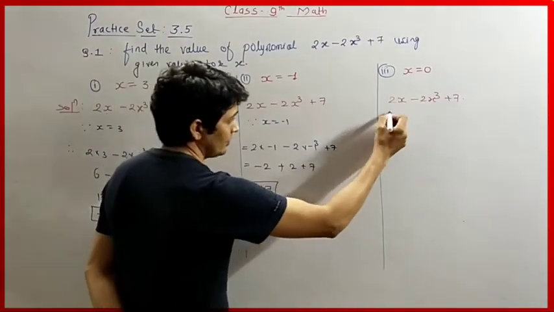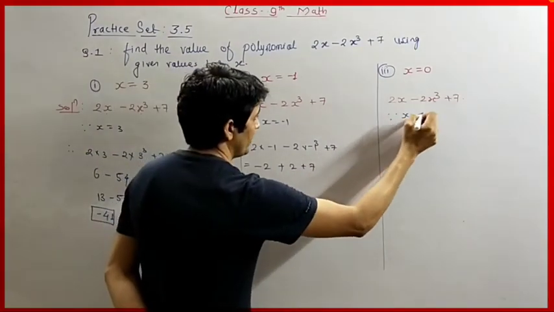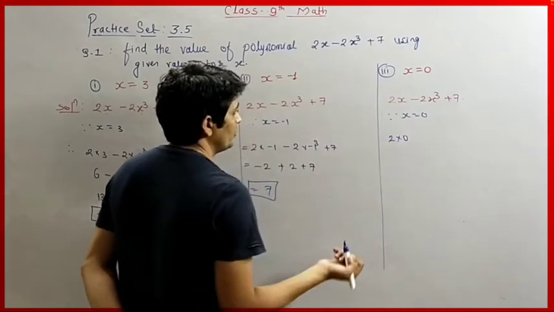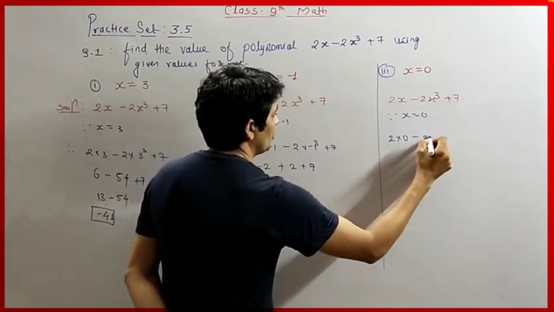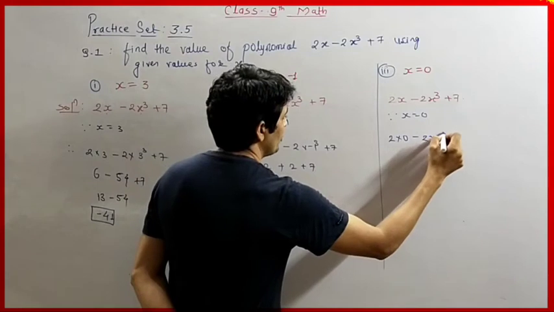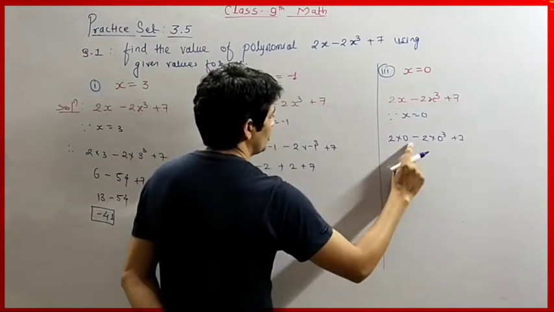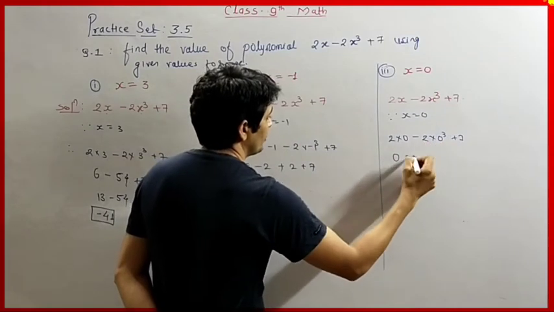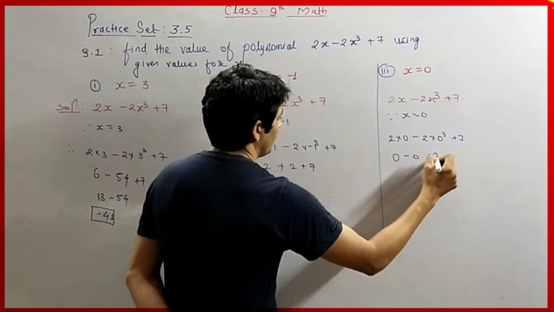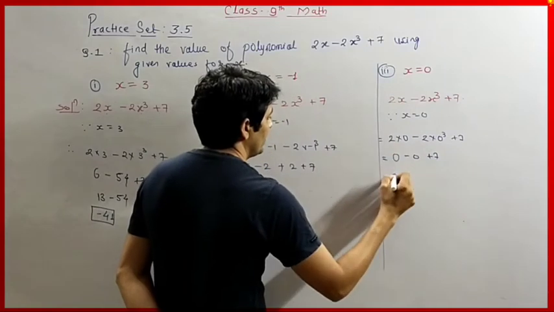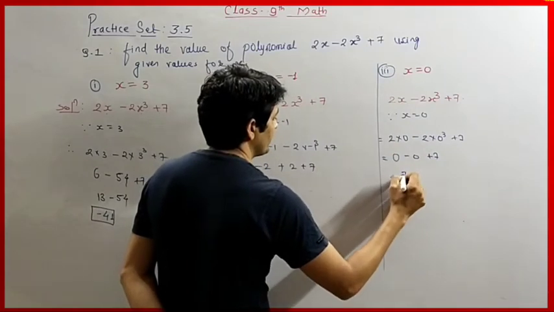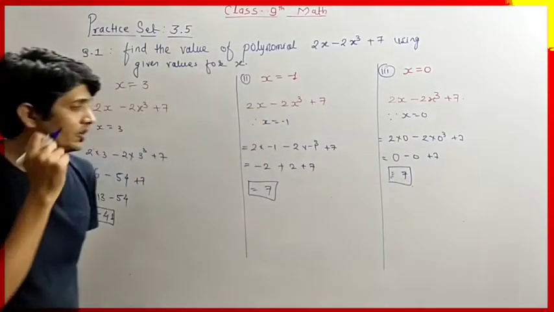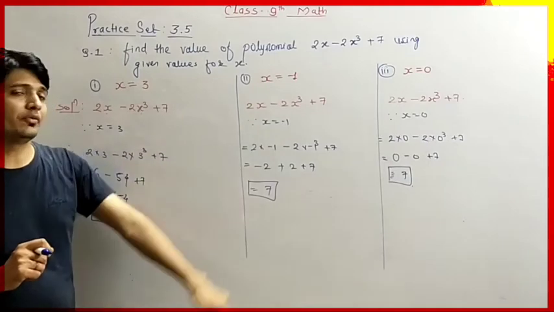Here, since x equals 0, 2 into x becomes 2 into 0 minus 2 into x cube becomes 0 cube plus 7. So 2 into 0 is 0, minus cube of 0 is 0 into 2 is 0, plus 7. So the answer will be plus 7, that means 7. So here we have 3 answers for the 3 different values.